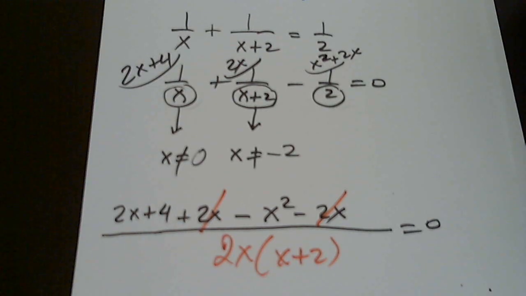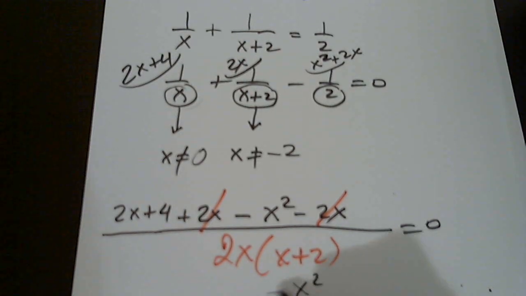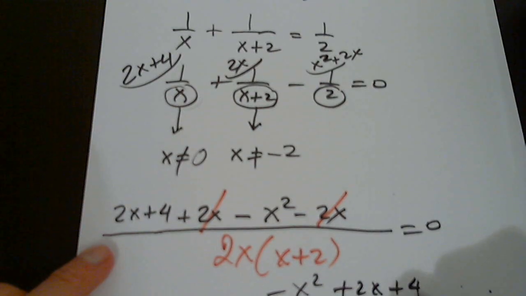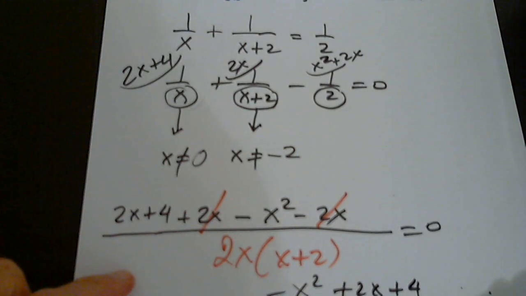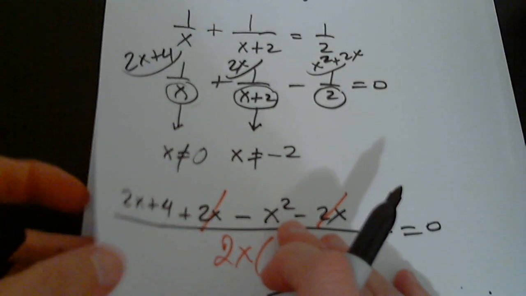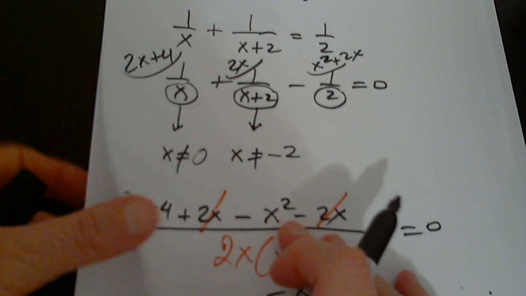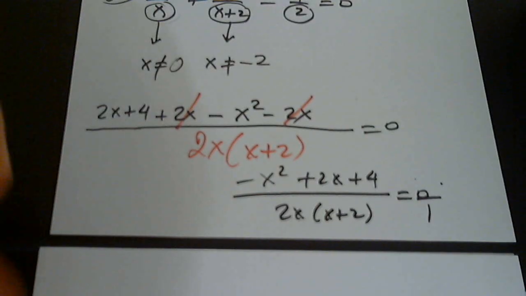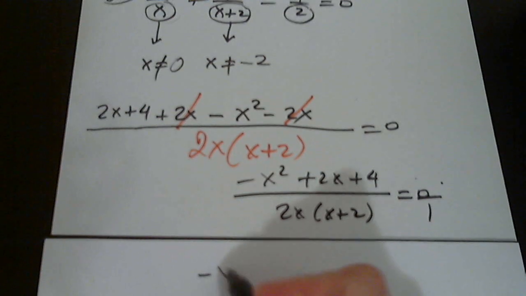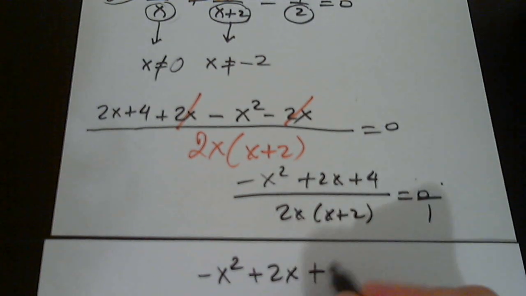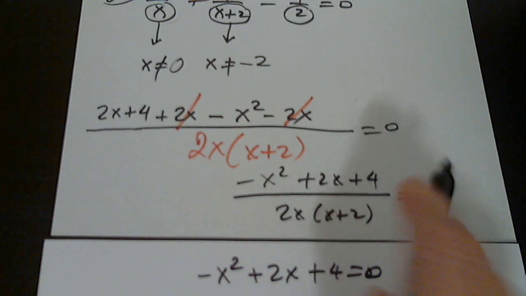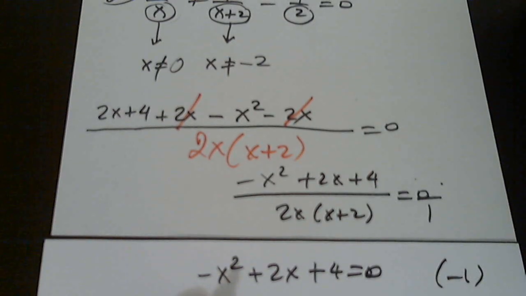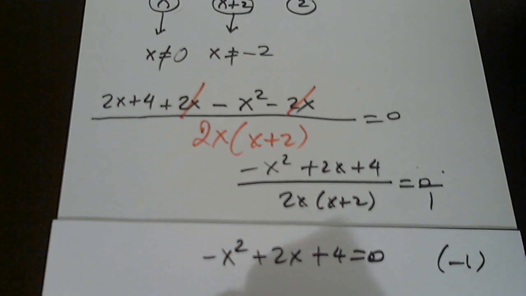So now the numerator is negative x squared plus 2x plus 4 over 2x times x plus 2 equals 0 over 1. Proportion, cross multiply: negative x squared plus 2x plus 4 equals 0. This times this equals this times this. Always multiply both sides by -1 if the leading coefficient is negative. So x squared minus 2x minus 4 equals 0.